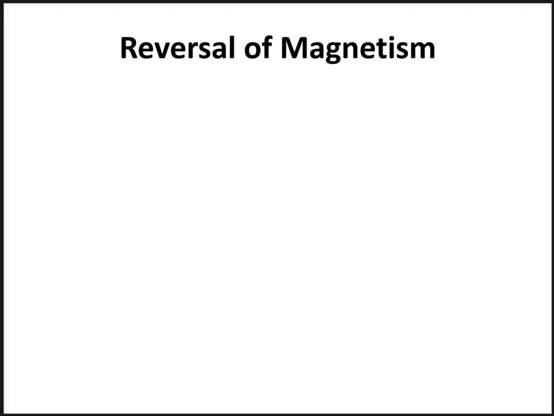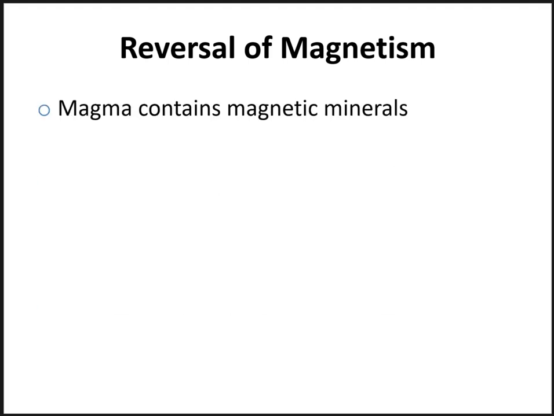The next evidence is the reversal of magnetic polarity. Our Earth has a magnetic field, and this is caused by the fact that our Earth rotates and has a liquid iron and nickel core, which rotates with the Earth and creates that field. We know that magma comes to the surface. It has these magnetic minerals. What scientists have determined is that these minerals in the rock, as they solidify into rock, will lock in that polarity at the time of formation.